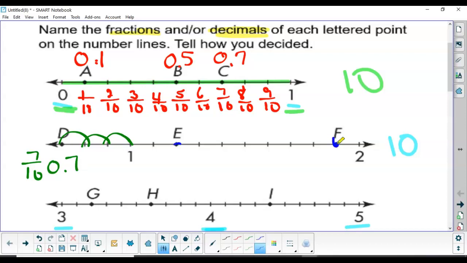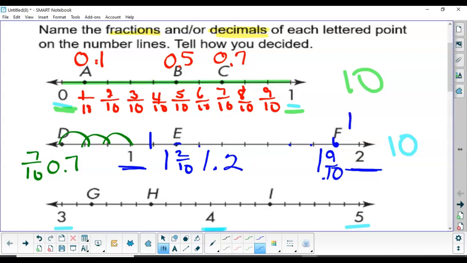Okay, now going forward to the other part of my number line, I needed to look at point E and point F. And they are between 1 and 2. So I know that these were going to be a mixed number. Like this first point is 1 and 1/10, 1 and 2/10, 1 and 3/10, 1 and 4/10, 1 and 5/10, 1 and 6/10, 1 and 7/10, 1 and 8/10, 1 and 9/10. So those are my fractions. 1 and 2/10 as a decimal, you should have written 1.2. 1 and 9/10 as a decimal, 1.9.